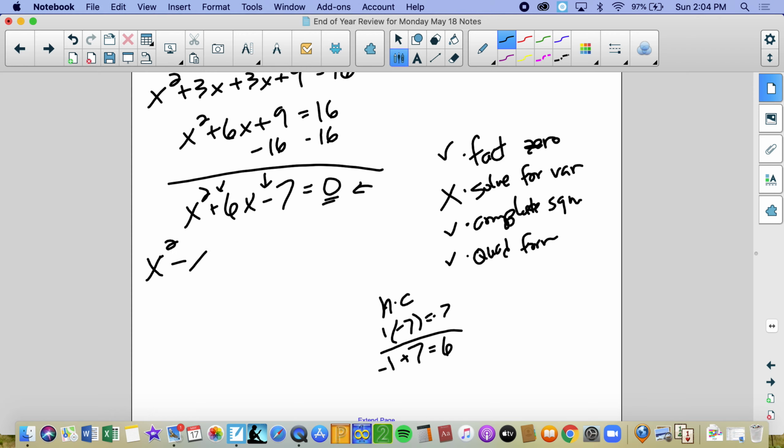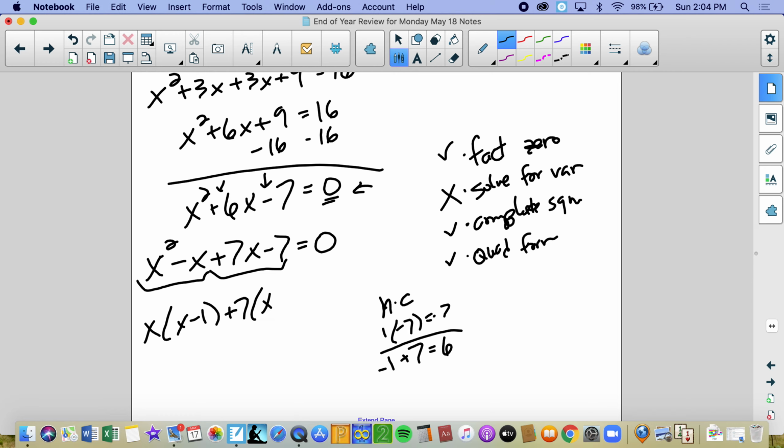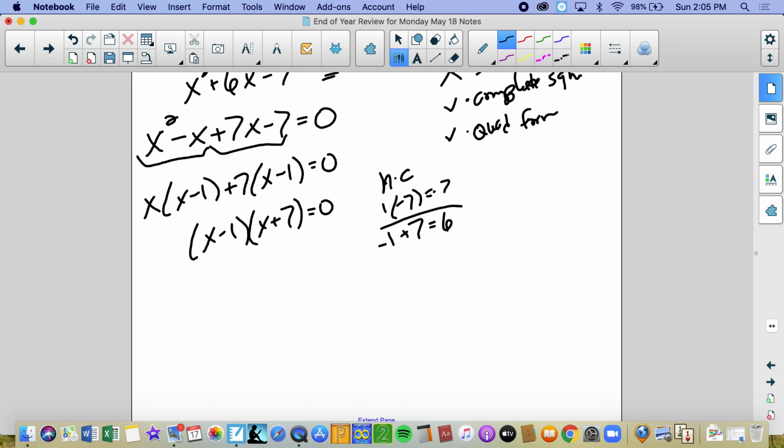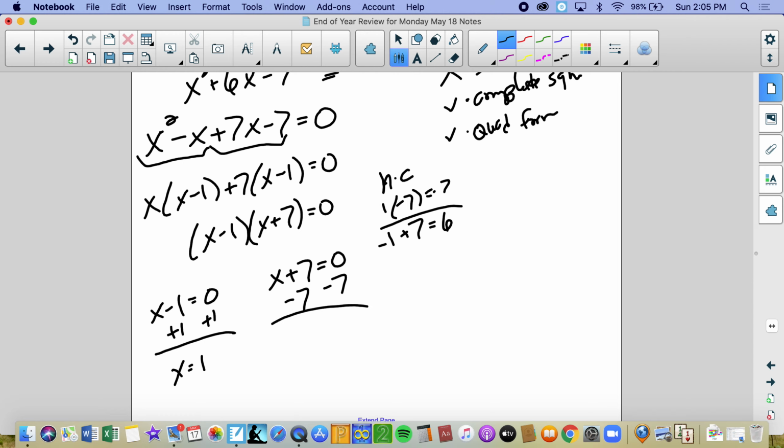You get x squared minus x plus 7x minus 7 equals 0. Factor by grouping. We're going to factor out an x. Factor out a positive 7. You get x minus 1, x plus 7 equals 0. We're going to set each one equal to 0. Remember, that's what the zero property allows us to do. We're going to add 1. We're going to subtract 7. And my solutions are still negative 7 and 1. We would get those same values if we use the quadratic formula.